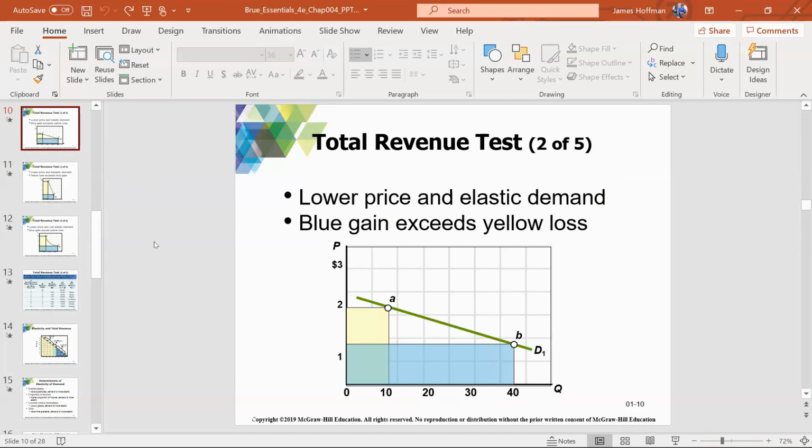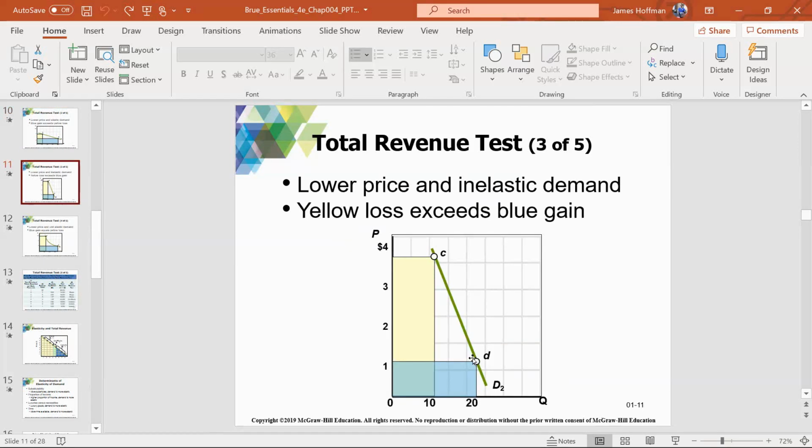Even this flatter curve, which we said was more elastic, is still going to have an inelastic region. Let's just say this whole big upper region, maybe all the way to B, is elastic, but the bottom portion still has an inelastic region. And this steeper curve, most of it is inelastic, but the upper portion is still elastic.